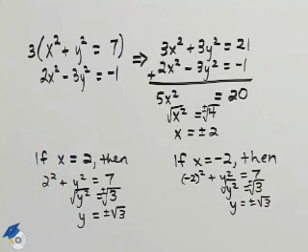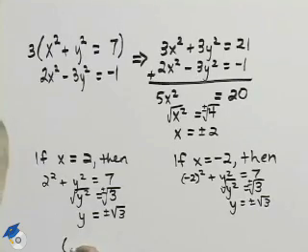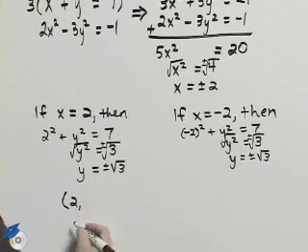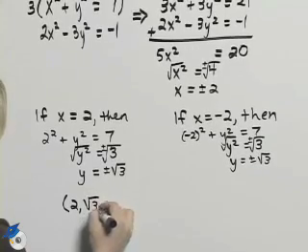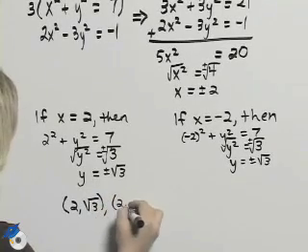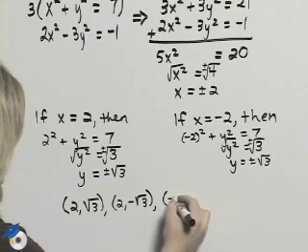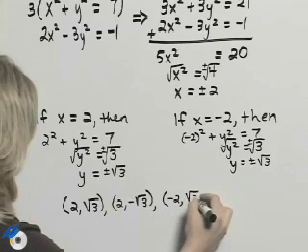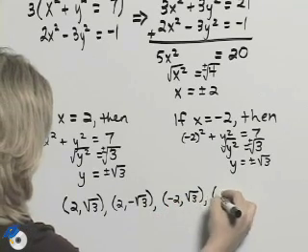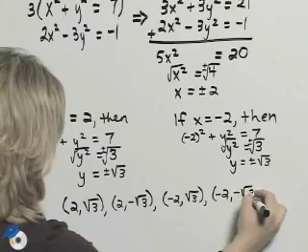So there are, in fact, 4 solutions to this system, and they are, if x is 2, we know that y is either the square root of 3 or negative square root of 3. And if x is negative 2, we know that y is square root of 3 or negative square root of 3.